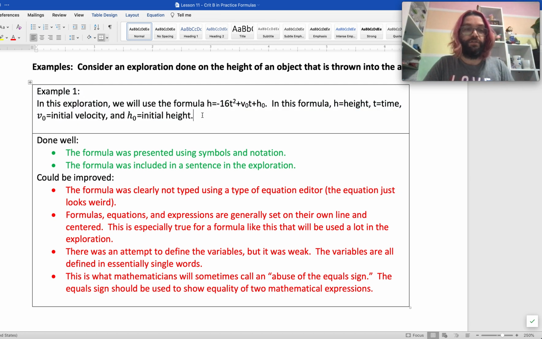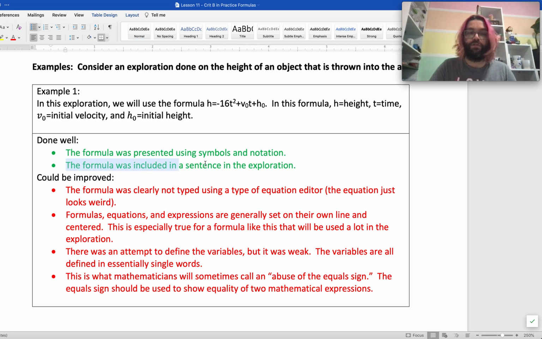So if someone submitted this, what would you think of it, and what would I, as a math examiner, think of it? So, things that were done well. First of all, the formula was presented using symbols and notation. They use symbols, they use notation. The notation seems kind of appropriate, but I'll get to that in a second.